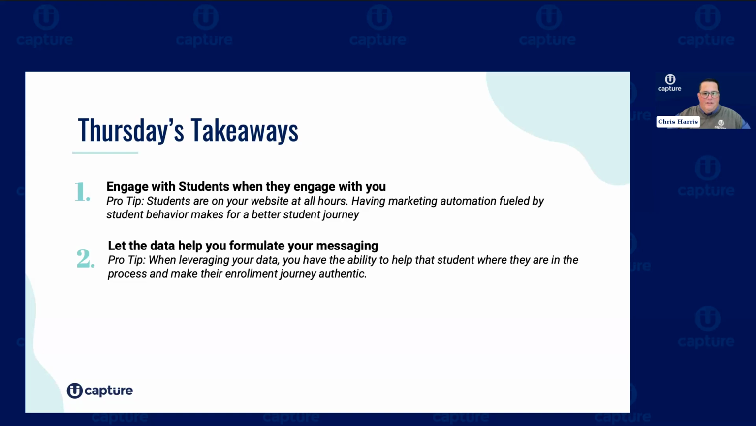Two, let the data help you formulate your messaging. See what they're doing. Behavioral intelligence means that you're taking the behavior and giving them the information that they need and that they want based upon what they're looking at, right? It helps make their enrollment journey authentic, right? You're giving them the information they want when they need it. You're not dictating to them. They're actually dictating to you based upon their behavior what message you need to provide to them.